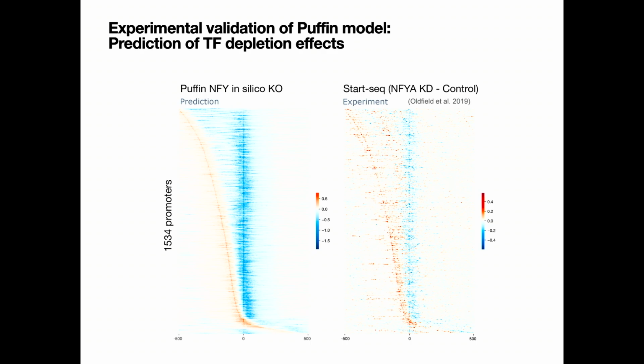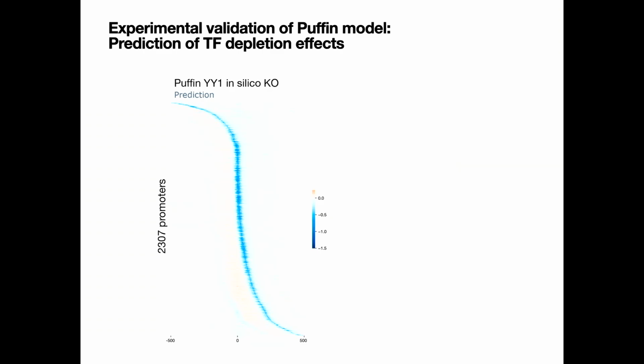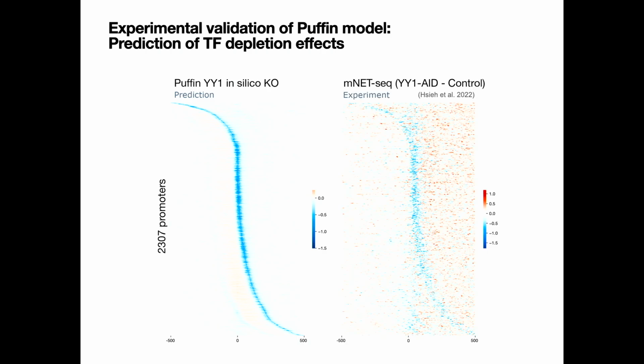And we're also able to test that for another motif that we predicted to have an effect on transcription initiation, which is YY1. Right? So this is the predicted effect of YY1 knockout, and this is the experimental effect of depleting YY1. So we also see that the predicted effects were indeed observed in the experiment, and even the secondary, less strong effect of YY1, about 200 base pair upstream, can also be observed in the experimental measurement.